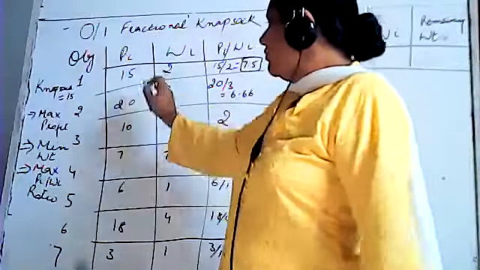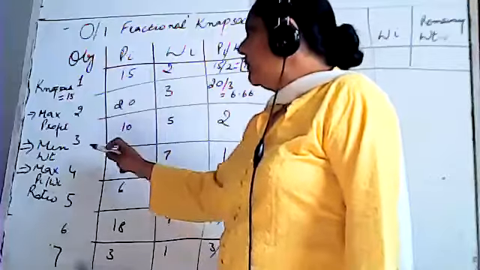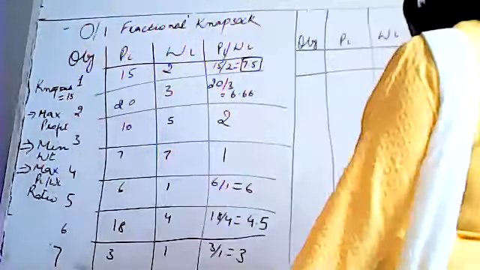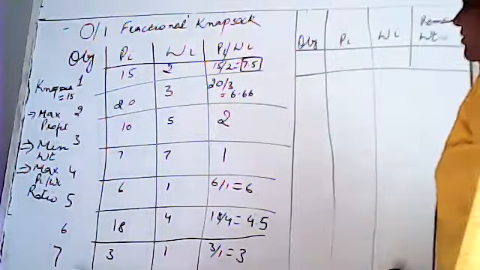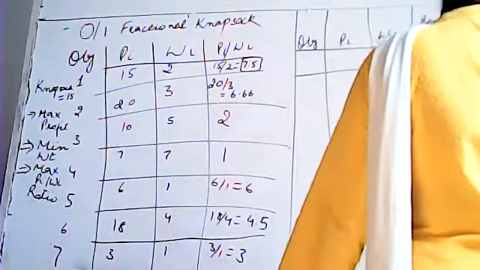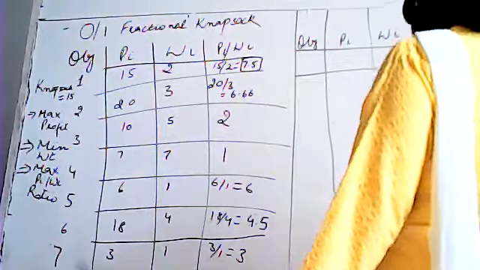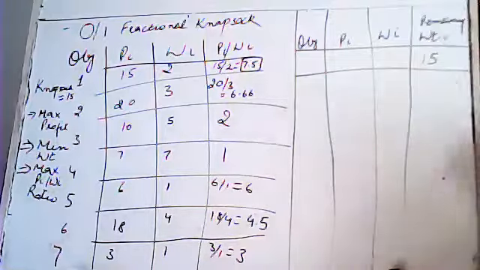First is according to the maximum profit. We'll be picking the object according to the maximum profit, then minimum weight and maximum Pi by Wi ratio. Now see the first column, which is having maximum profit. Which object is having maximum profit? In the first column, you will not write anything because we have not picked anything, so remaining weight is 15.